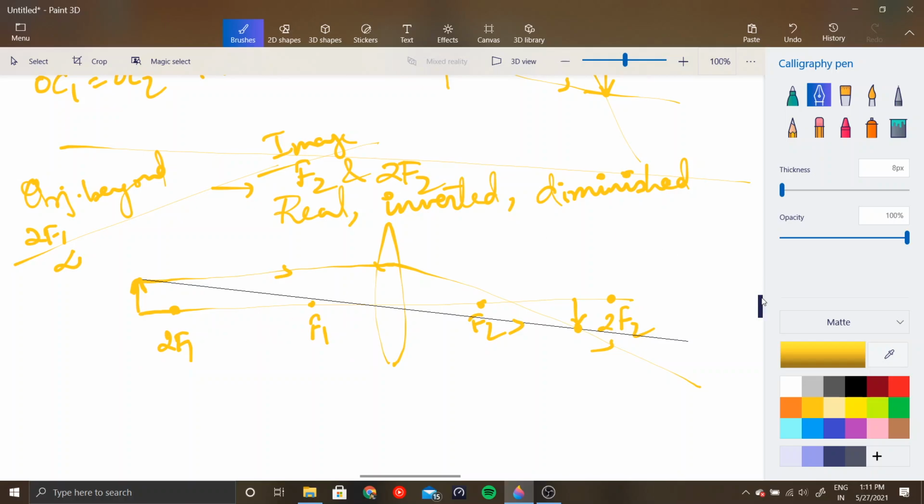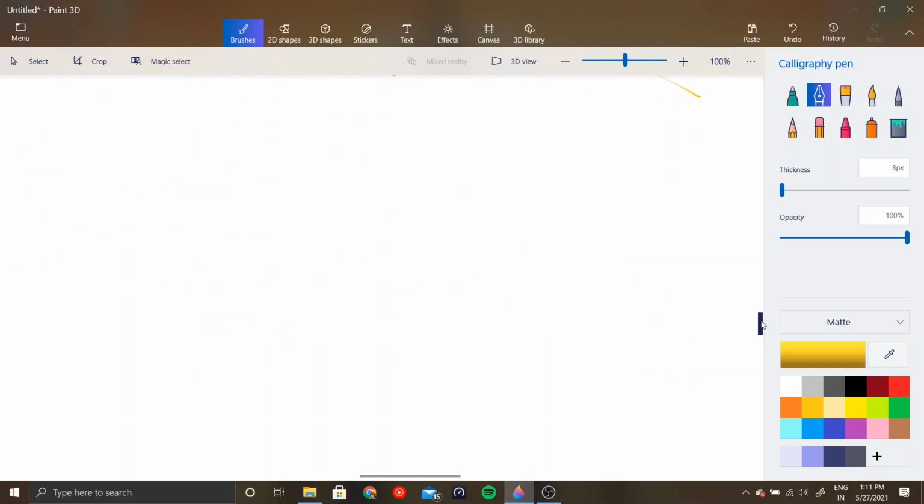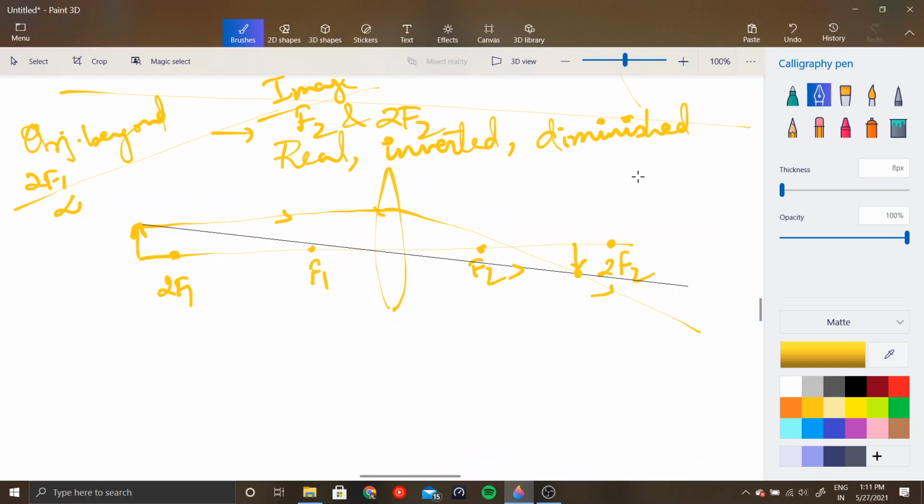Okay, now let us look into what will happen when it is at, okay, let's just copy this. Okay, we'll draw it again.